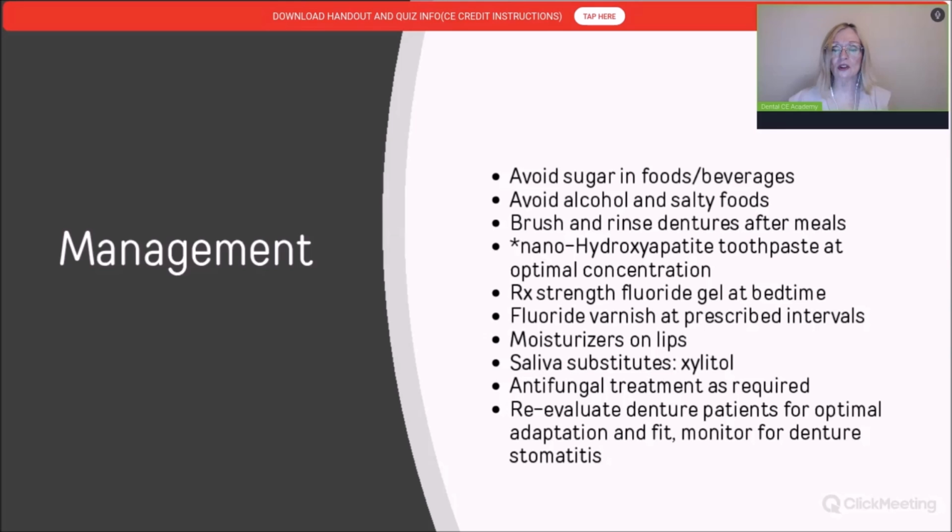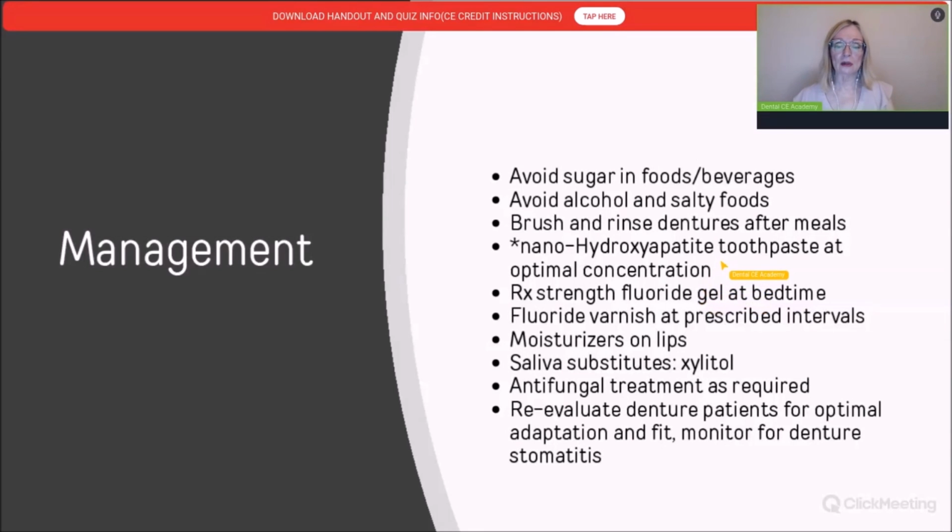Avoid sugar in your foods. Avoid alcohol and salty foods. Brush and rinse those dentures after meals. Use a nano-hydroxyapatite toothpaste at an optimal concentration. And you can use a fluoridated or fluoride gel at bedtime. But again, if the patient's lacking saliva, that may not be the best choice.